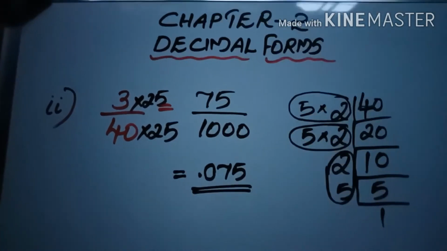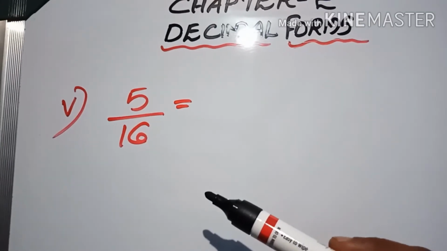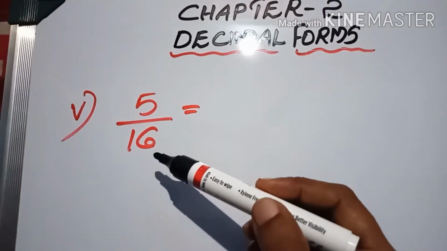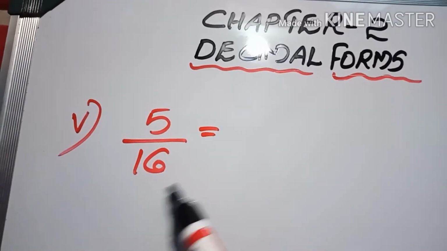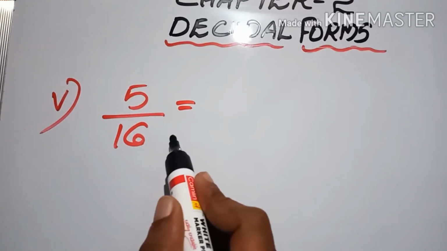Okay. Fifth sub question, that is 5 by 16. Third sub question and fourth one you can do. Try to do that same like the previous question. Next is 5 by 16. That is the fifth sub question. Here also we need to convert this 16 into powers of 10. So for that 16 into which number?